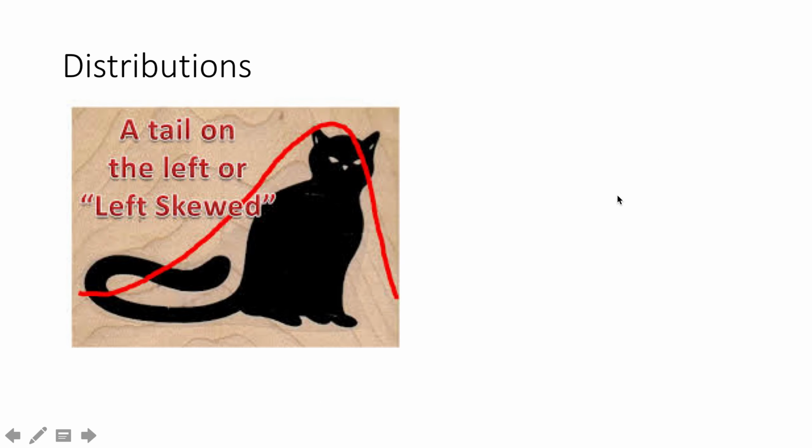Now when I learned this, I learned it with a cat. And so if you always draw the little cat head on the top of the distribution, the skew is where the tail of the distribution is. So this would be a left skew or a negative skew because the tail is on the bottom end of the distribution.